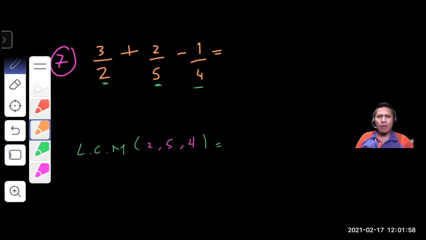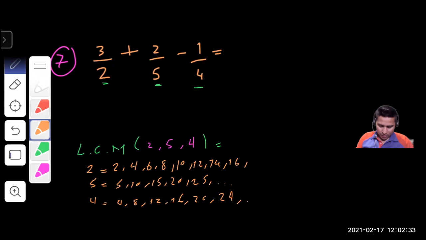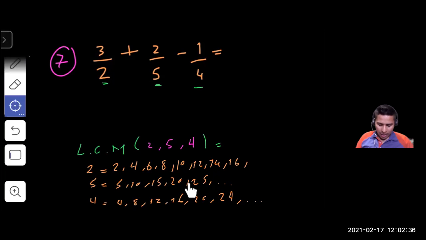And how do I find the least common multiple? Just by listing out the multiples of each number: 2, 5 and 4. What are the multiples of 2? 2, 4, 6, 8, 10, 12, 14. Okay, and I need to continue. What about 5? 5, 10, 15, 20, 25. And 4: 4, 8, 12, 16, 20, 24. Okay, and what is the least common multiple? I get to 20.